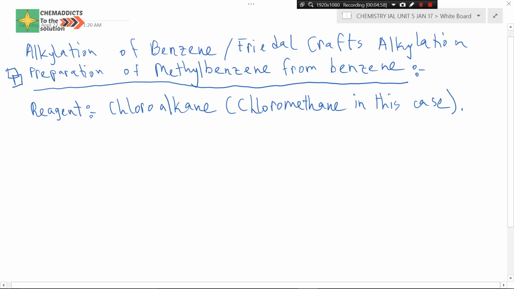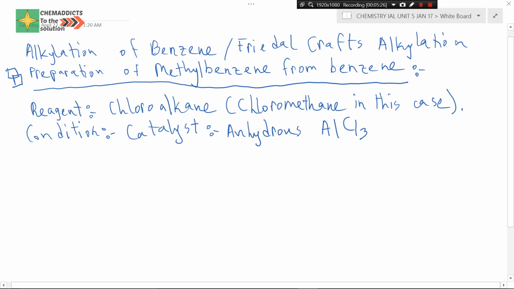Here we need a condition for this reaction. The condition for this reaction is using a catalyst. The catalyst for this reaction is anhydrous or dry aluminium chloride. Aluminium trichloride, dry. This should be dry. Now the question arises why this should be anhydrous aluminium chloride.